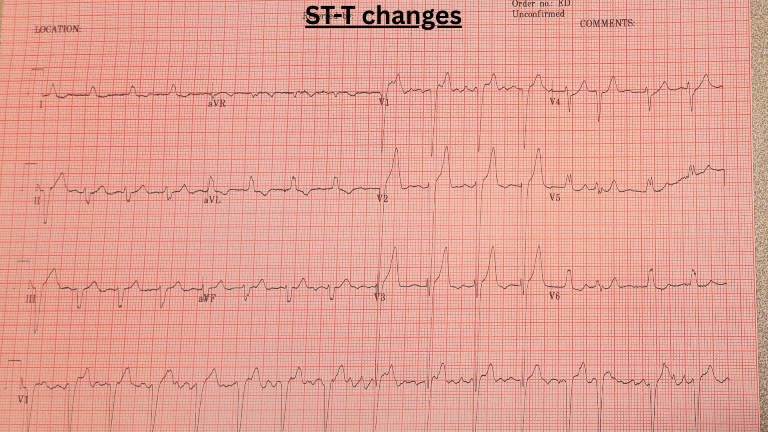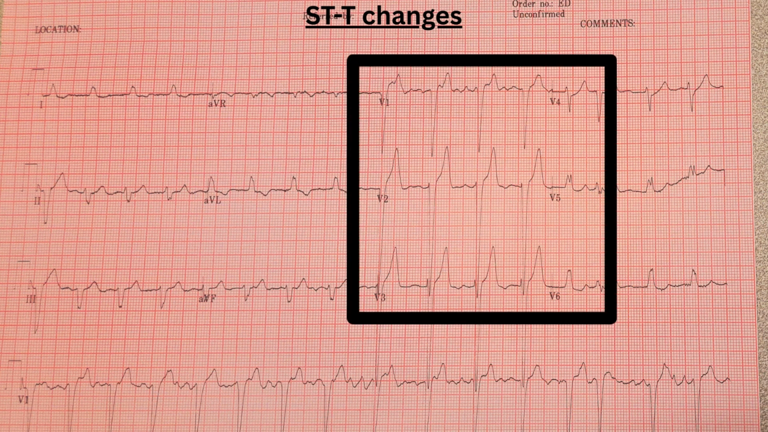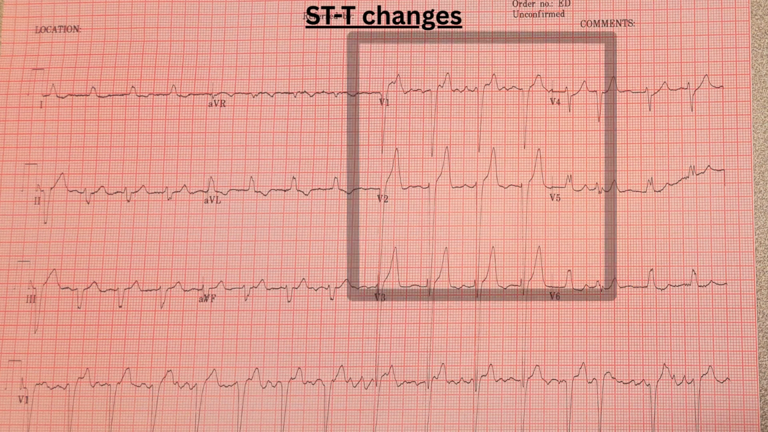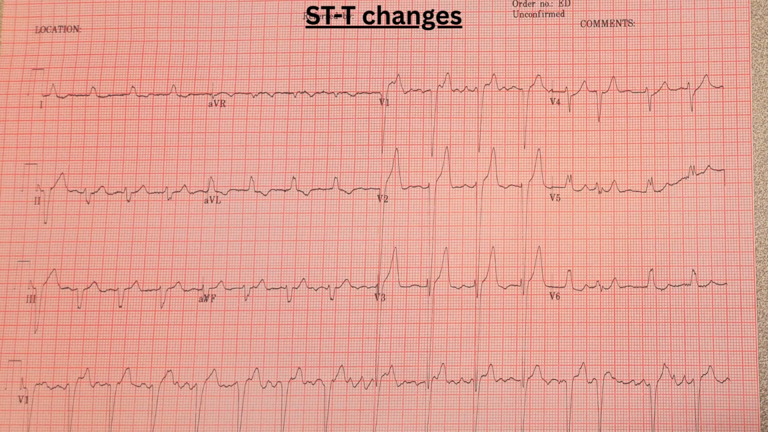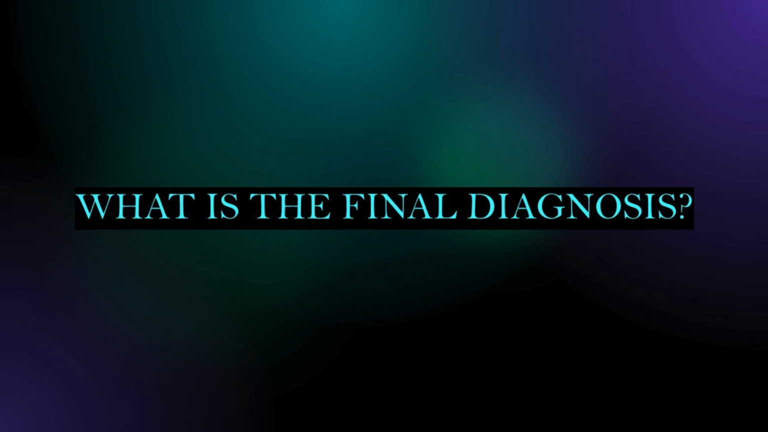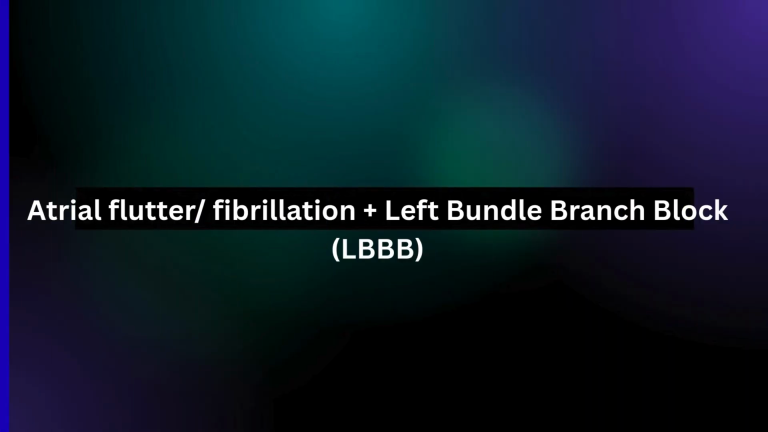There is T-wave inversion in leads 1 and aVL, ST segment elevation in leads V1 to V3, and an M-shaped pattern in leads V5 and V6. These ECG findings are characteristic of a left bundle branch block pattern. Final diagnosis is atrial fibrillation flutter with left bundle branch block.